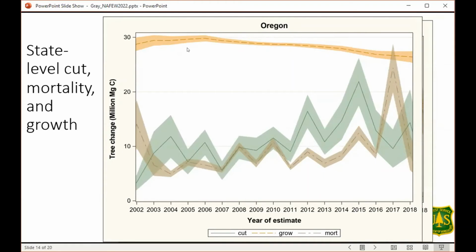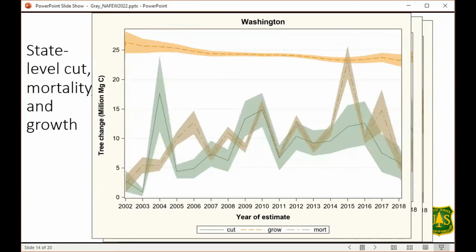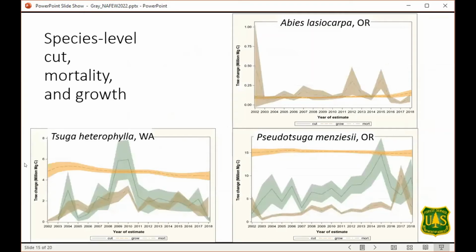In Oregon, the picture is quite different. Growth rates also seem to be declining over time, but generally above cutting and mortality for most years. And the same is true here for Washington. So we can do the same thing and look at species level effects.